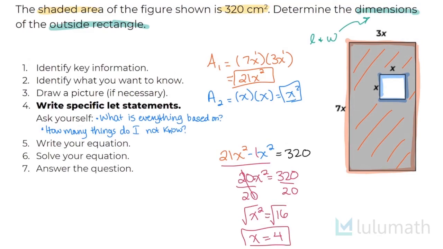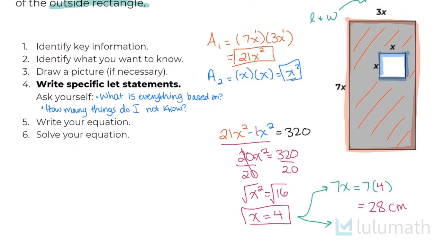We have to make sure that we go through and we answer the question. And the question is asking us to figure out the dimensions of the outside rectangle. So to figure that out, we know that one dimension is equal to 7x. So every time I see an x, I'm going to replace it with 4. So it's 7 times 4, which is equal to 28. And our unit is centimeters. And then our second dimension is this 3x here. So I'm going to do 3 times 4. And we know that 3 times 4 is equal to 12, and it's 12 centimeters.